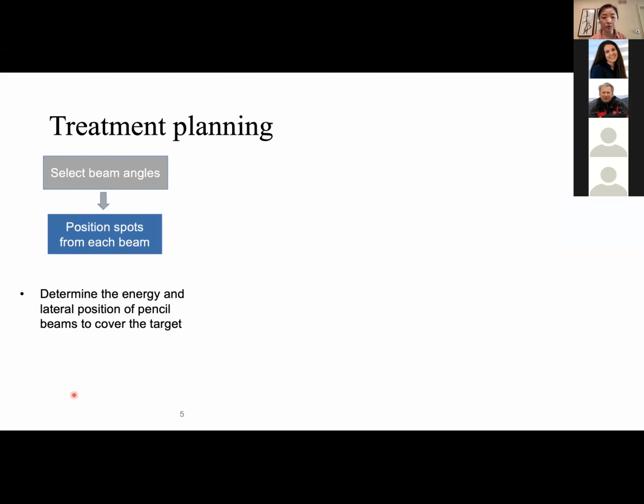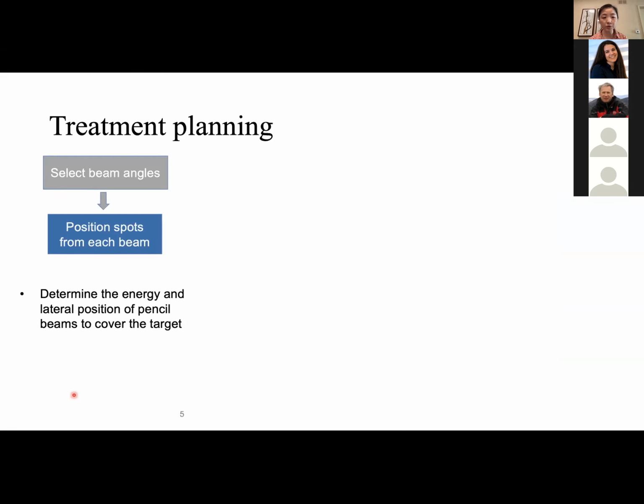Assume we have a target here and the beam coming from this direction. We know that proton is delivered layer by layer, where one layer means the proton pencil beams have the same energy. The proton delivery will finish one layer and move to the next layer. So the first thing we want to do is to determine the proton energy to cover from the distal point to the proximal end of the target volume.